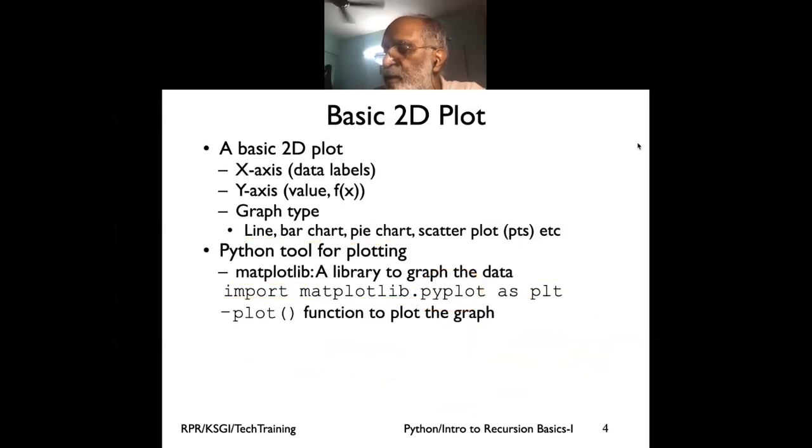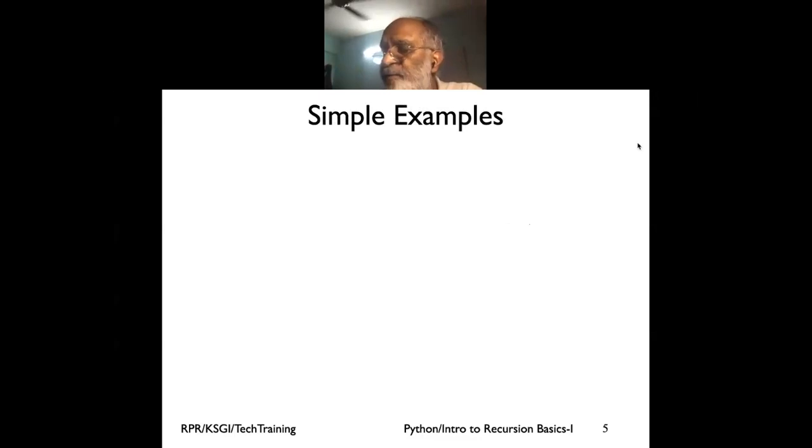Same way, we are saying import matplotlib.pyplot as plt. So we'll always refer to plt dot something, and plt dot will give me all the methods and things available in this library. The primary function in this library is called plot. Plot is a function to which we pass arguments, and it will do the plotting. So let's look at a simple example.